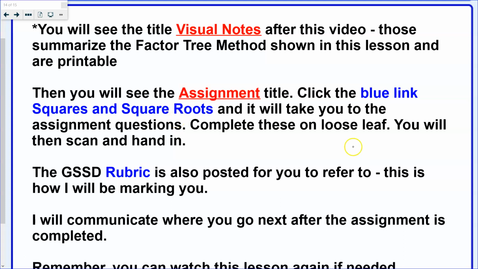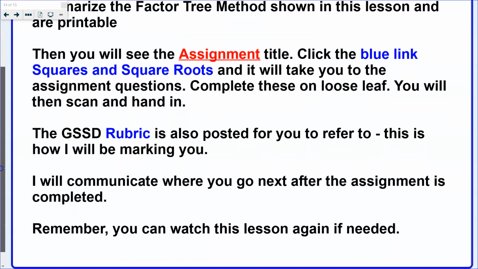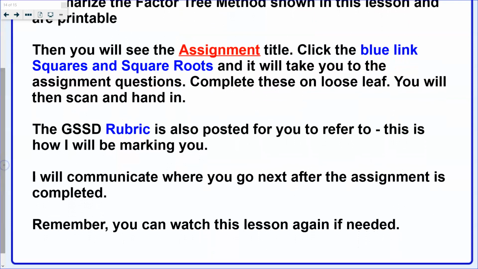You complete these on loose leaf. You can print them out if you prefer, or you can just read them off your screen. But do complete them on loose leaf, and then you'll have to scan them and hand them in. I'll look at them and get back to you on where to go from there. The GSSD rubric's also posted for you to refer to, and that's how I'll be marking you. So just make sure that you write down all your steps and you're not just putting answers in there, because I have to be able to see your work. And remember, you can watch this lesson again if you need. So off you go to the assignment.